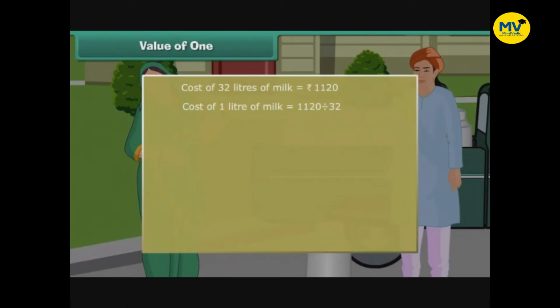Let us learn to divide 1120 by 32. Write the two numbers as shown here. Consider the digits of 1120. The first digit, 1, is too small to hold 32. The first two digits together, that is 11, are again too small to hold 32. Now consider the first three digits together, 112. 112 is big enough to hold 3 times 32, that is 96.